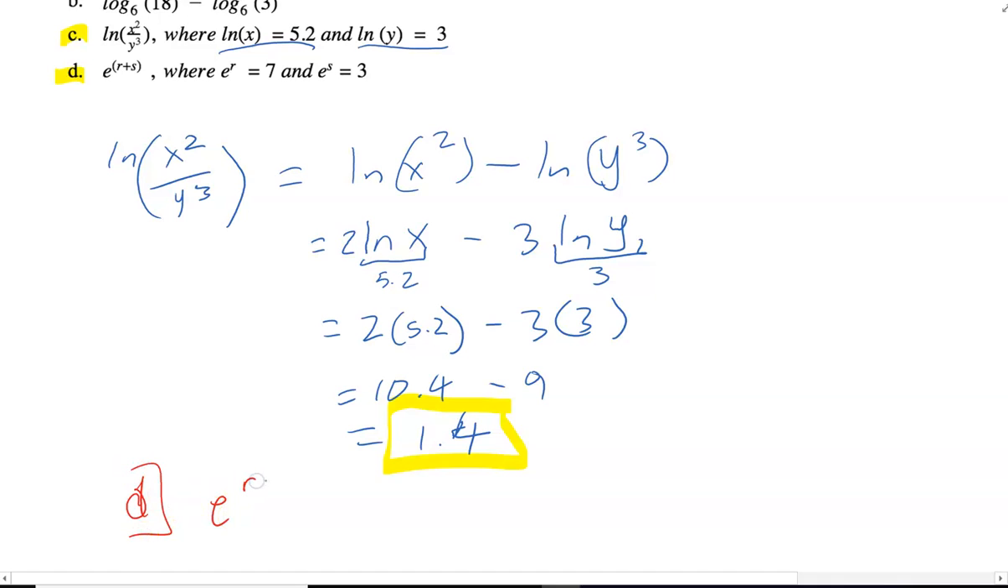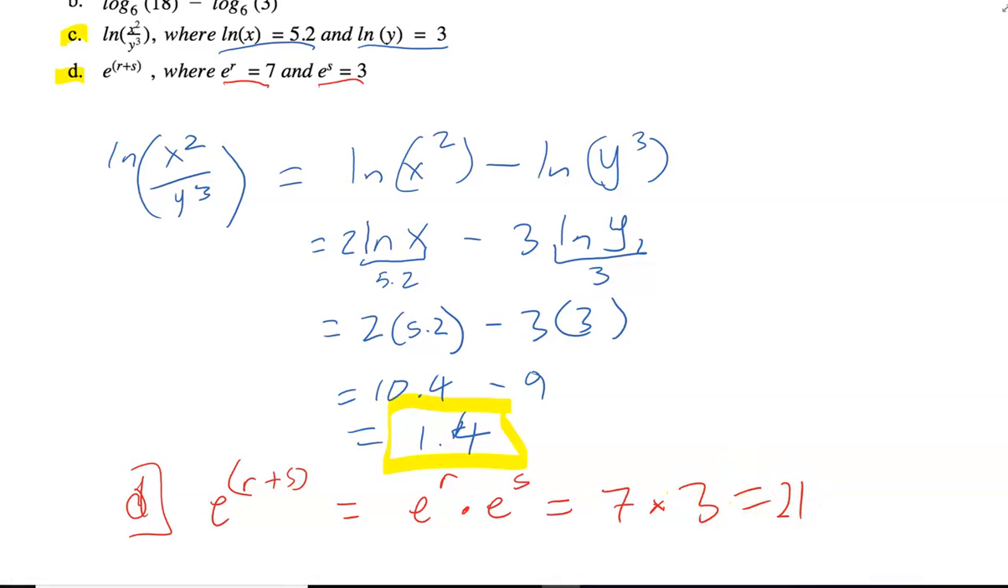Part D: e to the r plus s would be equal to, by the law of exponents, e to the r times e to the s. We were told e to the r was 7 and e to the s was 3. So that's 7 times 3 equals 21. And that is our answer to part D.